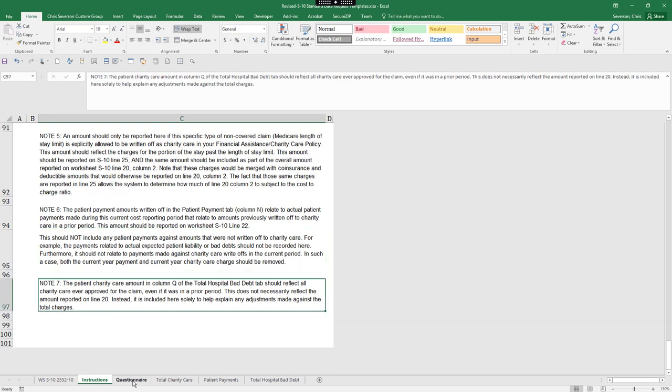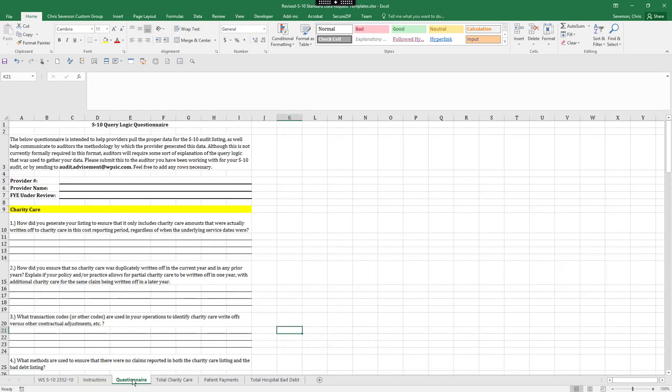So now the other change to this template that I wanted to explain would be the questionnaire tab. One of the things you're going to be asked during an audit to submit is an explanation of your query logic. In other words, as you understand all the rules of Worksheet S-10, how did you query your system to make sure that the write-off dates were in the right period, that you've only included the proper amounts, things like that. Now, the phrase query logic is a little ambiguous.